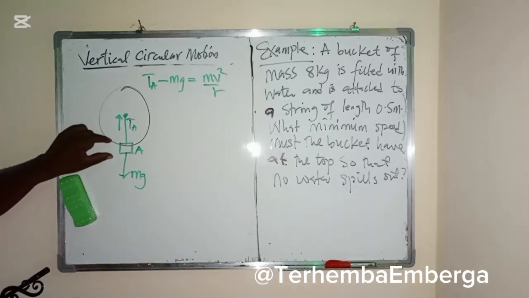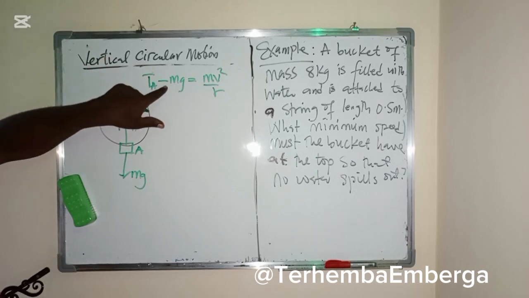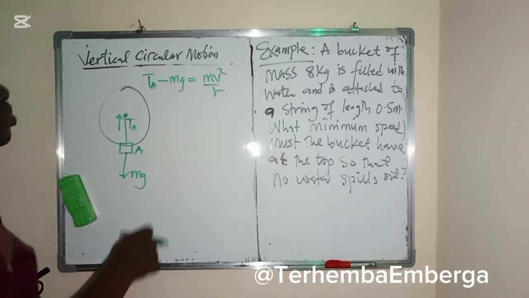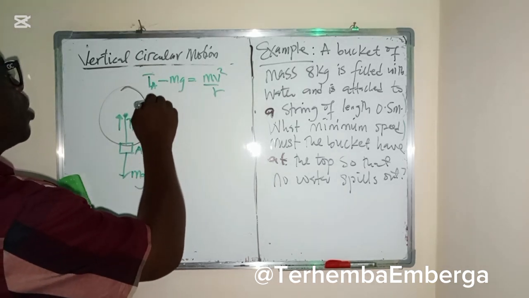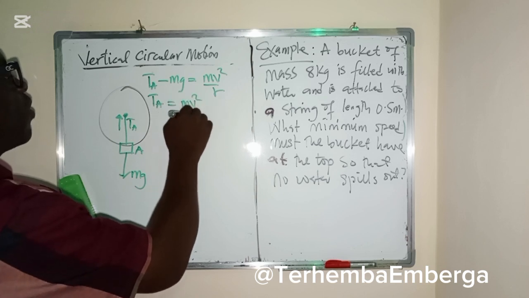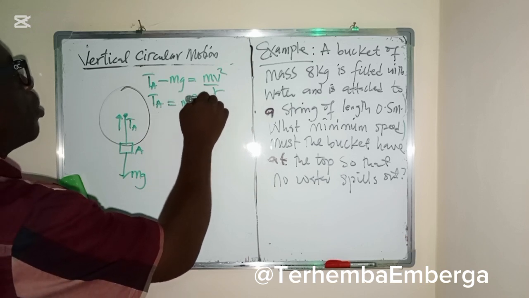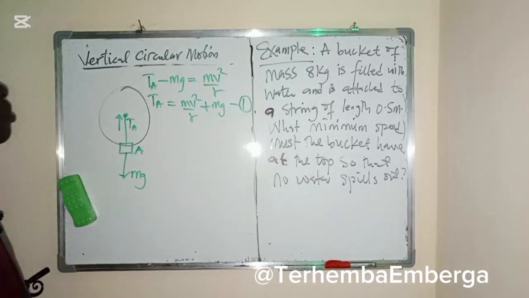The sum of forces here is TA minus mg. They are acting in the opposite direction. That's the reason why we have this. Is that right? So in this case, if you want to make TA the subject, TA becomes mv squared over r plus mg, and this is our equation 1.